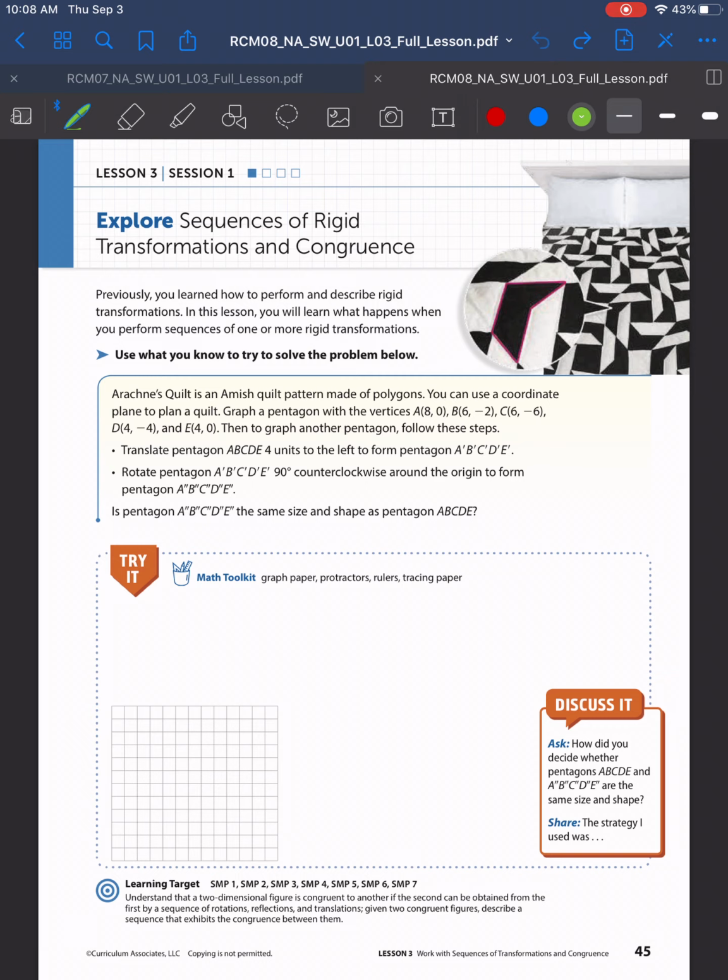So now we're on page 45, lesson 3, session 1, and we are going to be talking about how to perform and describe rigid transformations that happen more than once. Okay? Let's go ahead and read the example.